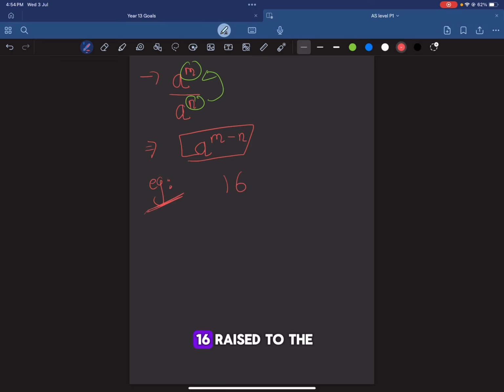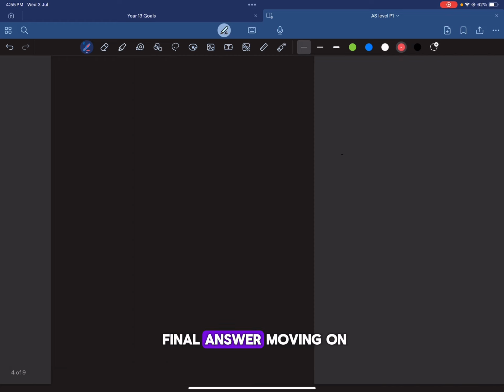Here's an example of that. Let's say you have 16 raised to the 7th power. That's a huge number. You're dividing it by, let's say, 16 squared, maybe? Yep, 16 squared. So your final answer would be 16 and then raised to 7 minus 2, which is 16 raised to the 5th power, and that is your final answer.